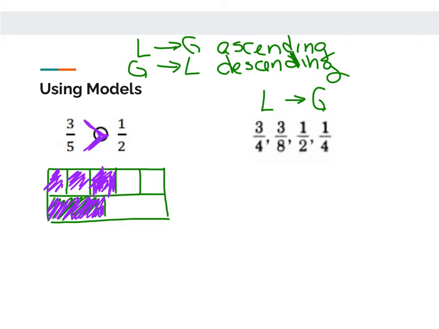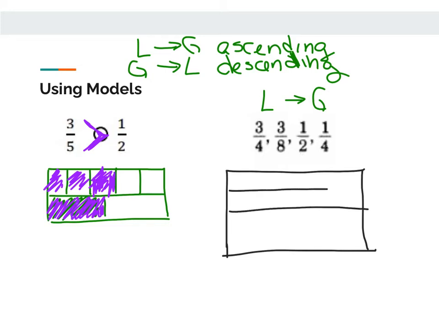Okay, so let's go ahead and see when we have more than 2 numbers. So again, we're drawing a rectangle, but I'm going to draw it a little bit bigger. Then I'm going to go ahead and divide it into 4 parts because we have 4 fractions. Now, each of those represents one of those numbers. So I'm going to go ahead and do the fourths. And I'm going to shade it in. So 3/4. 1, 2, 3.